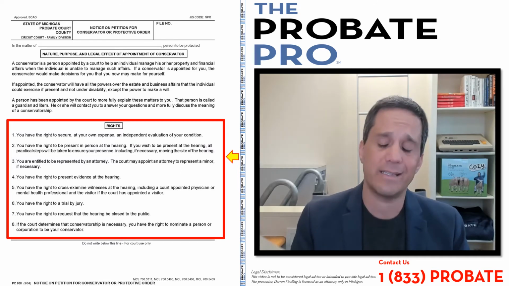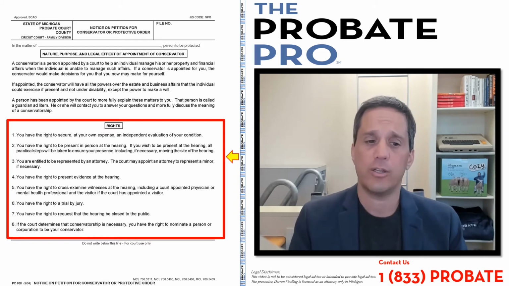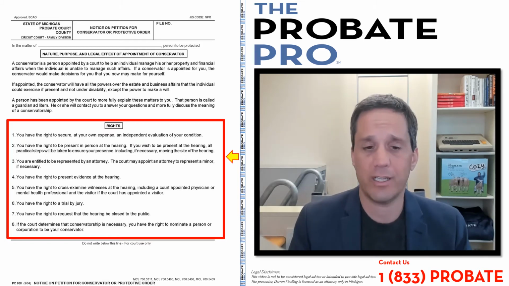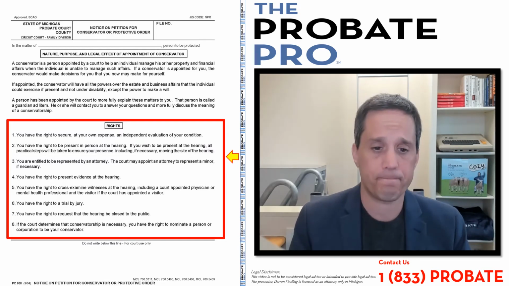Three, you are entitled to be represented by an attorney. So if you object or indicate that you don't agree, you can say, I'd like an attorney to represent me in this conservatorship matter. You object, you have a right to an attorney. You don't have to take that up. You can simply say, I agree, I consent to it.